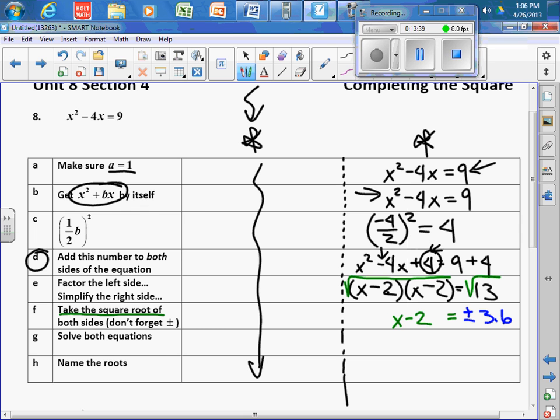At this point, we're going to write two different equations. x minus 2 is equal to 3.6, and x minus 2 is equal to negative 3.6. And just solve each equation. We're going to add 2 to both sides, and we get 5.6. We're going to add 2 to both sides here and get negative 1.6. And that's all there is to it. Let's see what happens in the next problem.